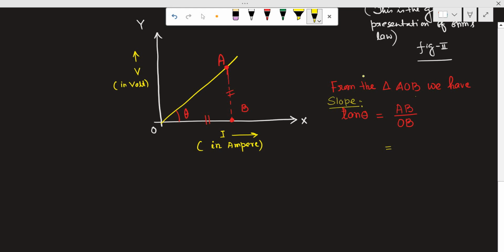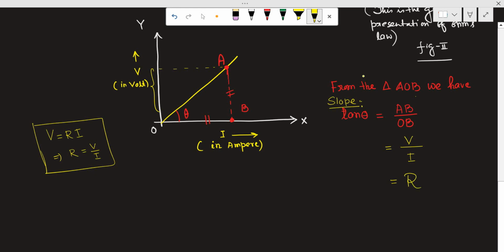So AB is parallel to y-axis. AB basically gives us the value of V. So in place of AB, I am writing V, and OB gives us the measure of current, that is I. That is V by I. And from Ohm's law, we know that V equal to R I, and then R equal to V by I. So this is basically resistance R.